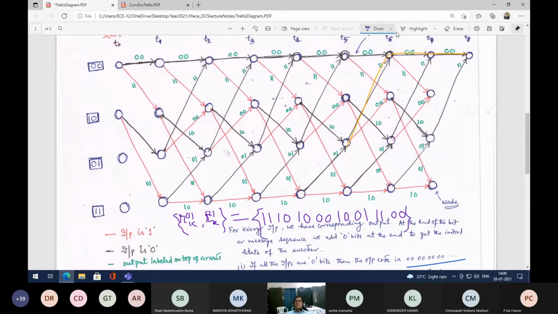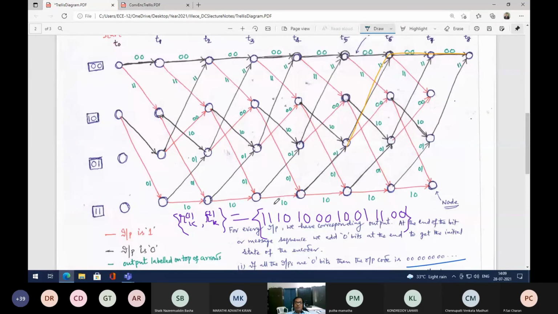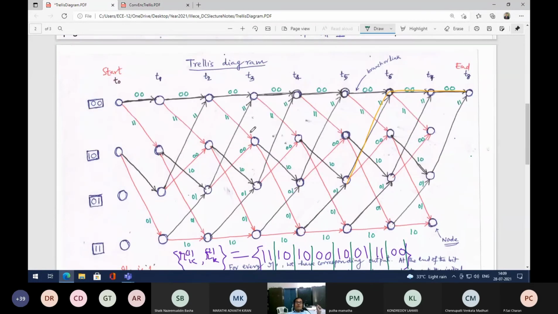Now, in this, I'll do some partitioning so that it will be easy for you to analyze. Okay, how many partitions are there? 1, 2, 3, 4, 5, 6, 7, 8. Correct? Now let us take the first code word, all zeros.